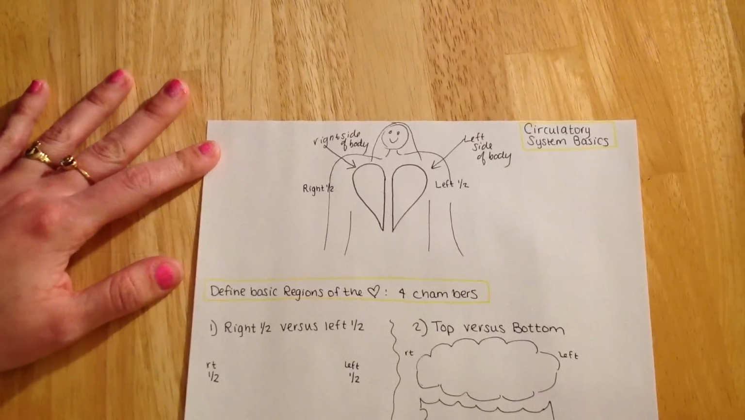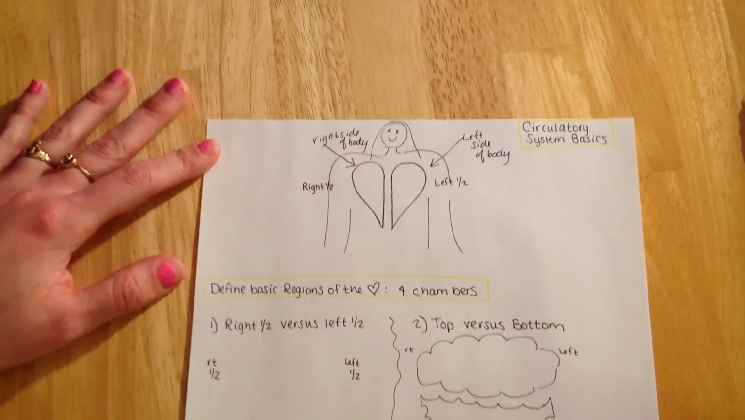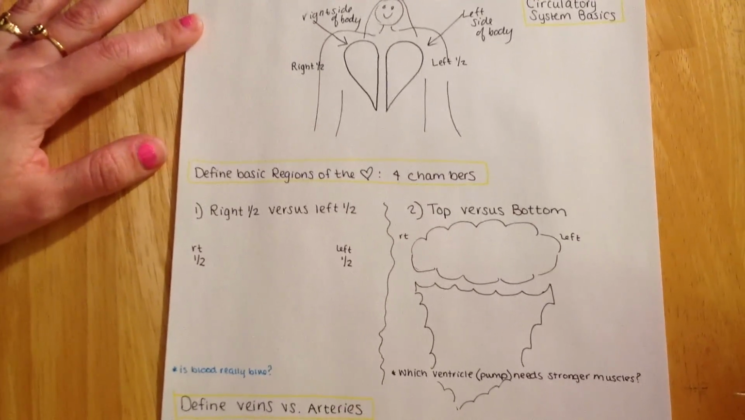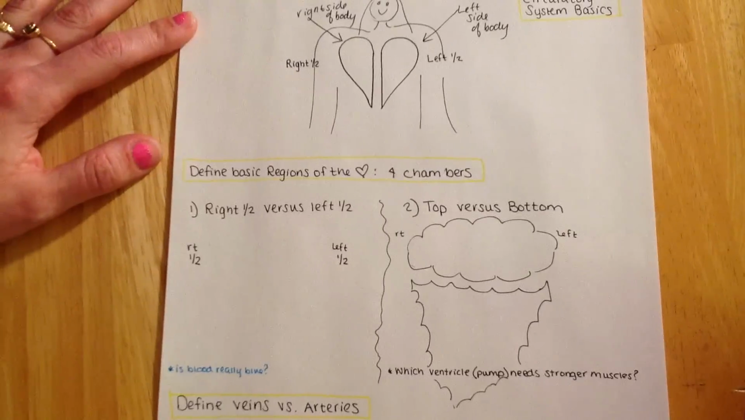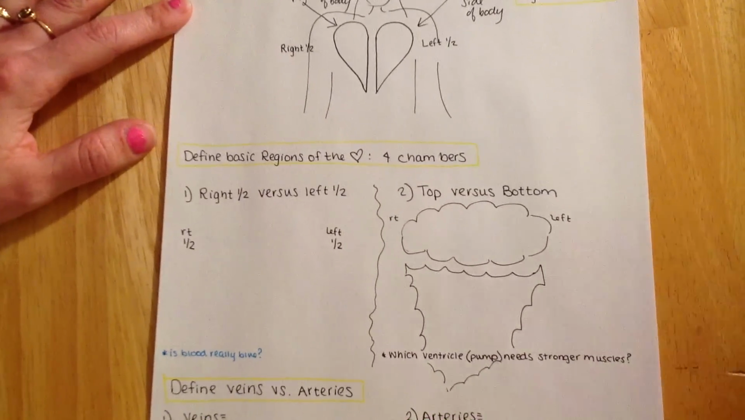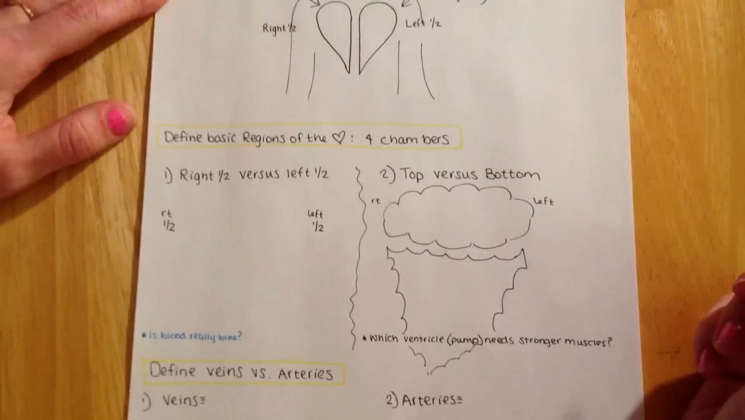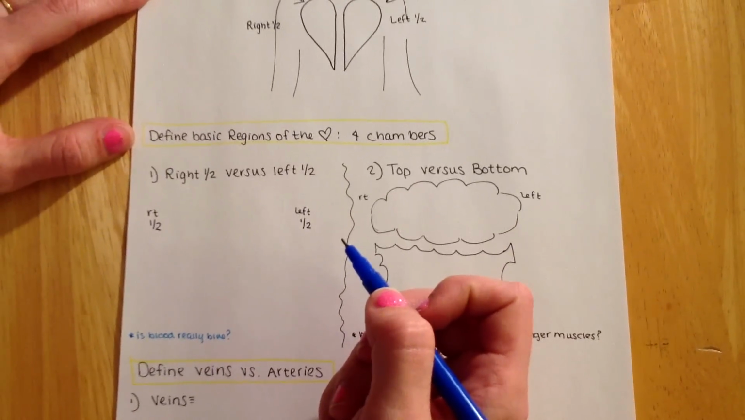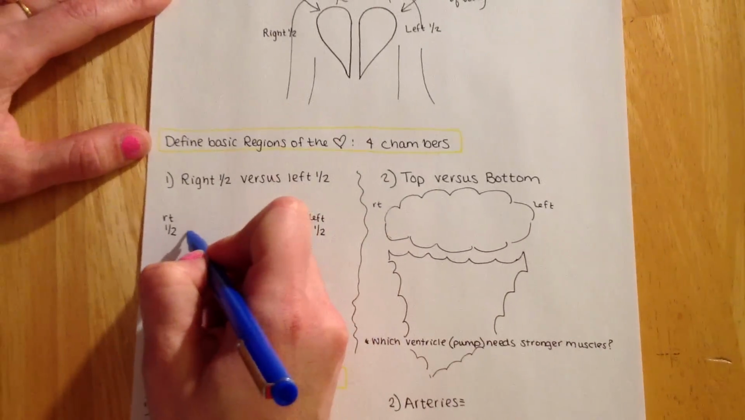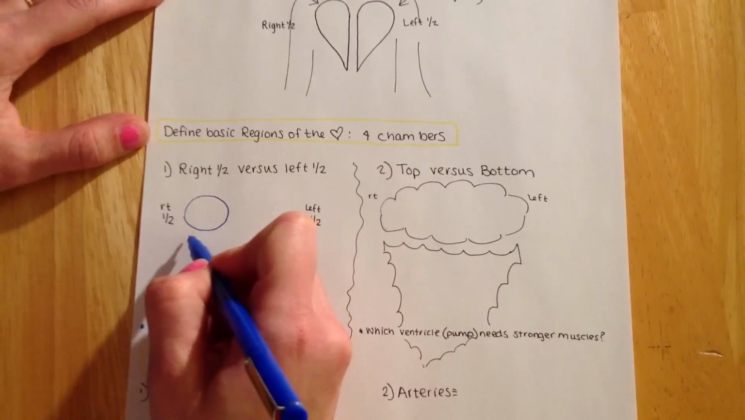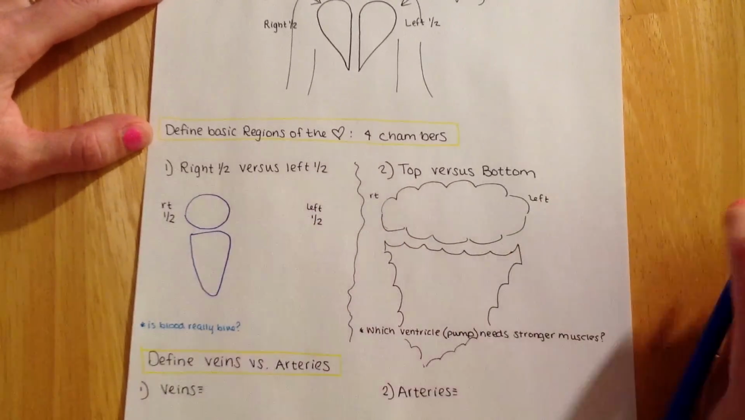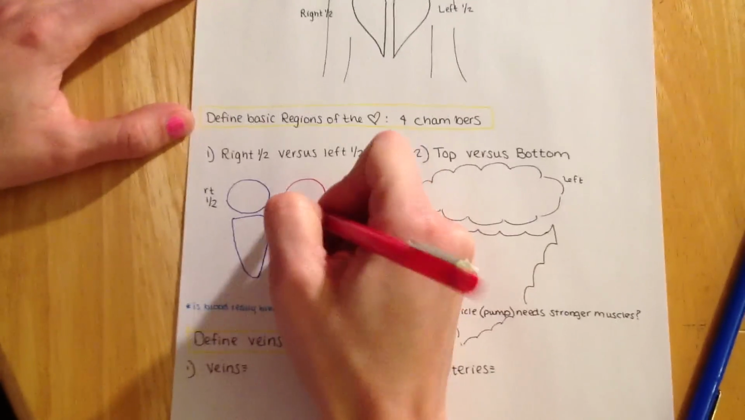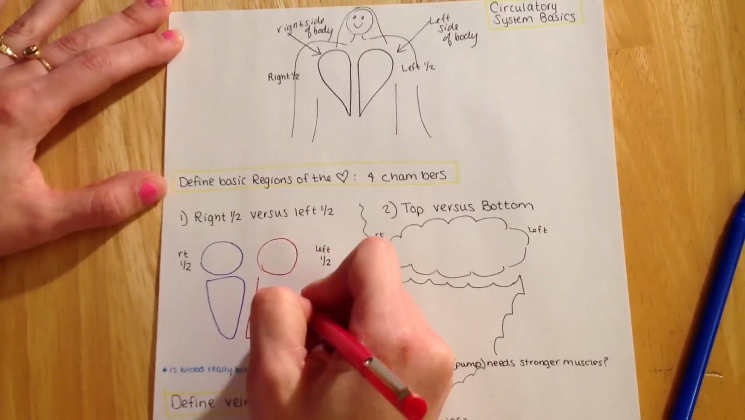Alright, now we are going to move on to the basic regions of the heart. So there are 4 chambers in the heart, and we're going to look at them first by talking about the right half of the heart versus the left half of the heart. And I am going to color code these drawings. So I'm going to use blue for blood that needs oxygen. So here I'm going to draw the right half of the heart. You might be thinking this doesn't look anything like the drawing I did a minute ago, but bear with me and it should all work out.